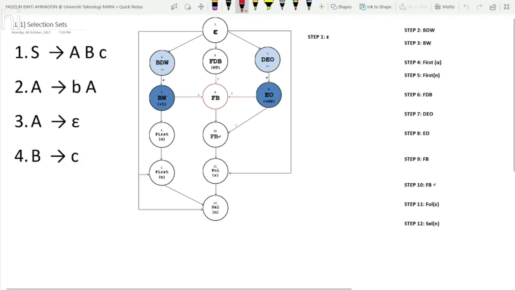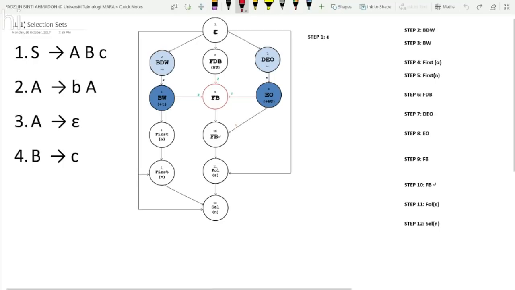For example, in Rule 2 and Rule 3 here, they are both defined by the same non-terminal A. Therefore, their selection sets should not overlap. As for the steps that we need to take, there are 12 steps. These come from your textbook starting with page 116. However, I have made a simplified graph of these 12 steps here. And this basically will be the guide that we will use in this lesson.